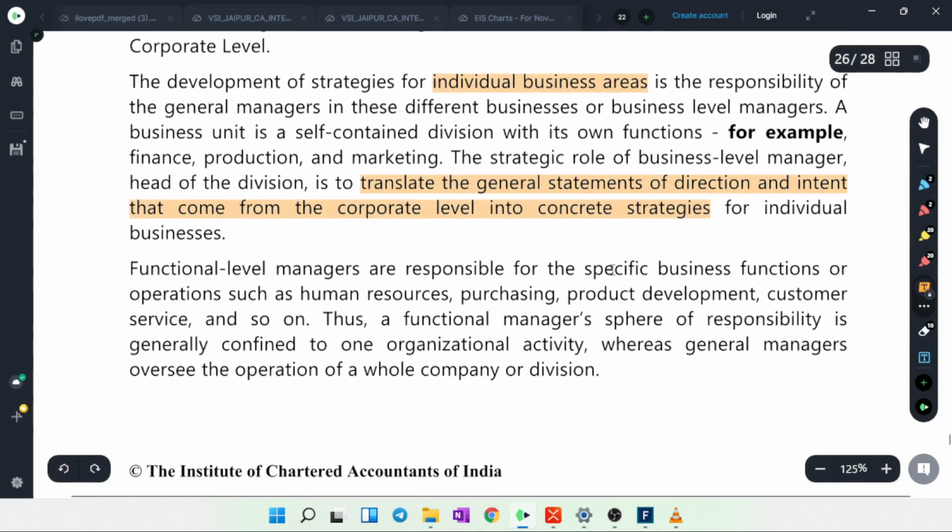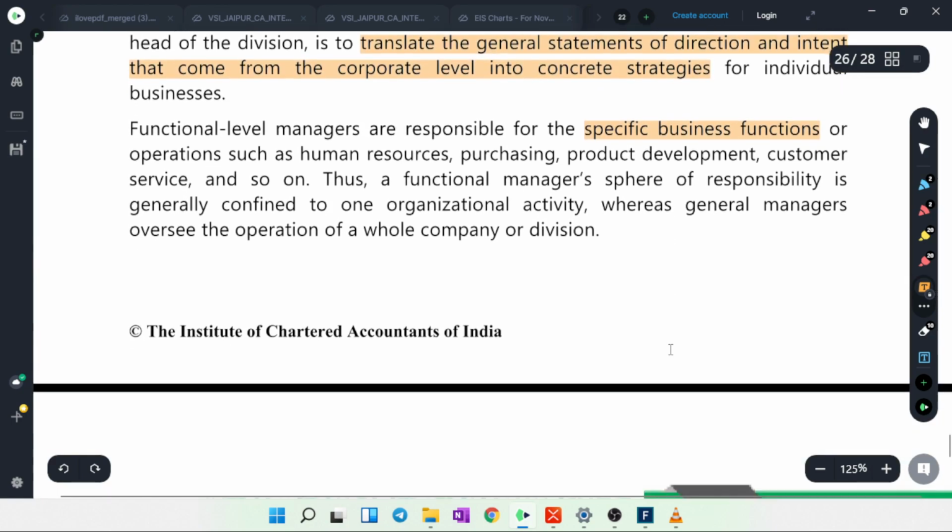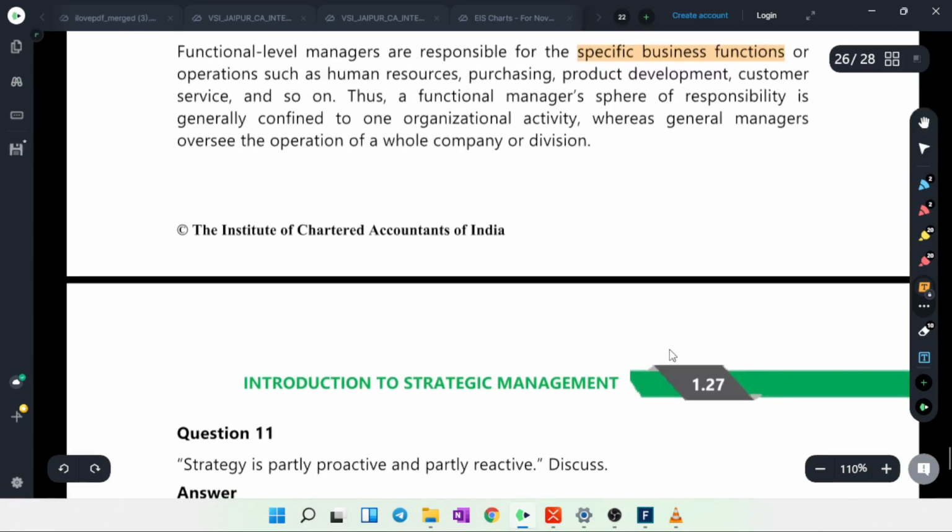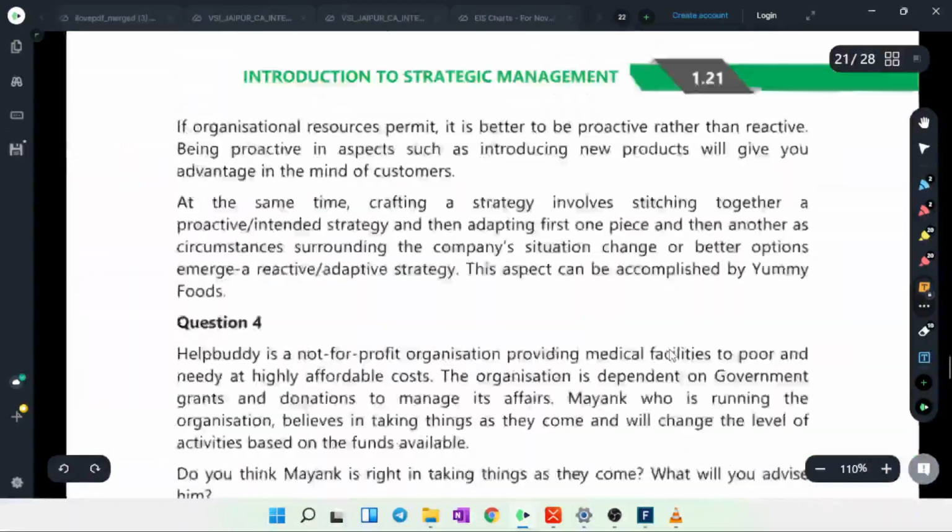Functional-level managers are responsible for specific business functions or operations such as human resources, purchasing, product development, customer service, and so on. Thus, a functional manager's sphere of responsibility is generally confined to one organizational activity, whereas general managers oversee the operation of a whole entity.